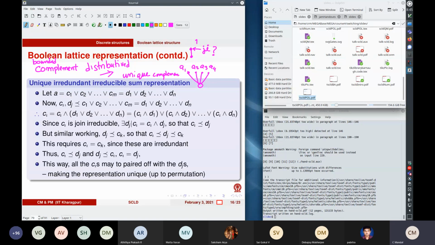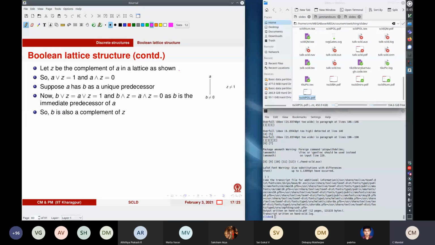You have unique complements. So let us see what happens with respect to complements. Here you have an element Z, you have an element A. Z is the complement of A. So if Z is the complement of A, then these two properties are going to be satisfied.